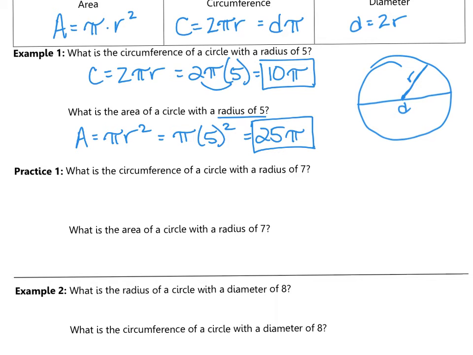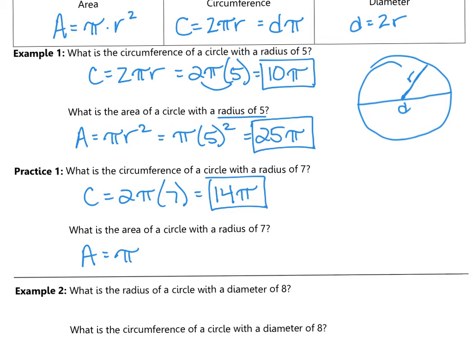Okay, for practice problem number 1, we're finding the circumference of a circle with a radius of 7. So I'm going to plug it into my circumference formula, 2 pi times 7. And you end up with an answer of 14 pi. And then you're finding area of that exact same circle. So I'm going to use my area formula, pi times the radius, so 7 squared. I'm going to square that 7 to get 49, and you end up with 49 pi. So there's our answer there.